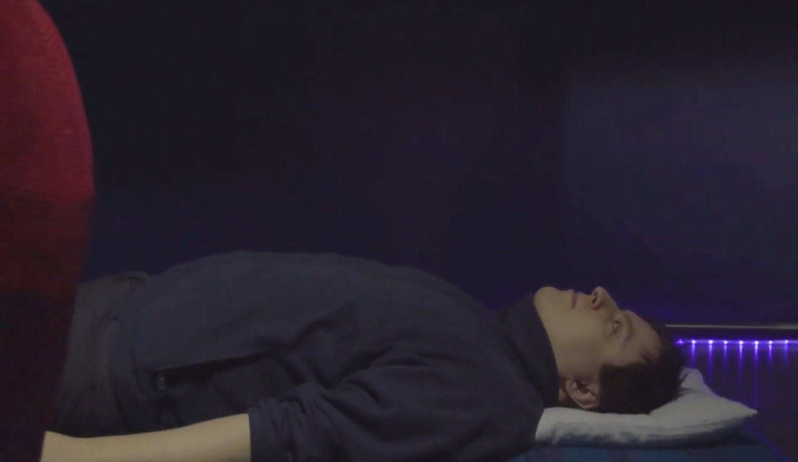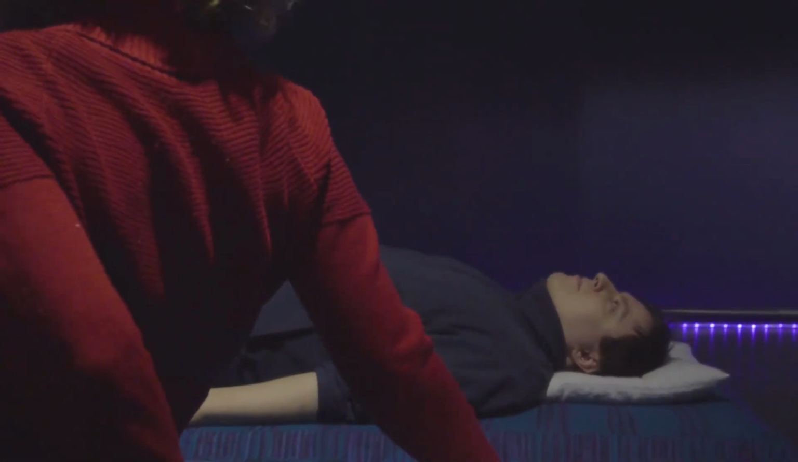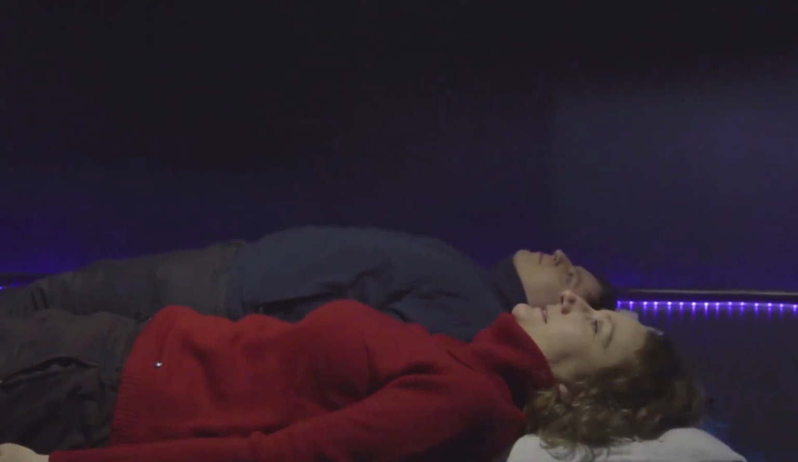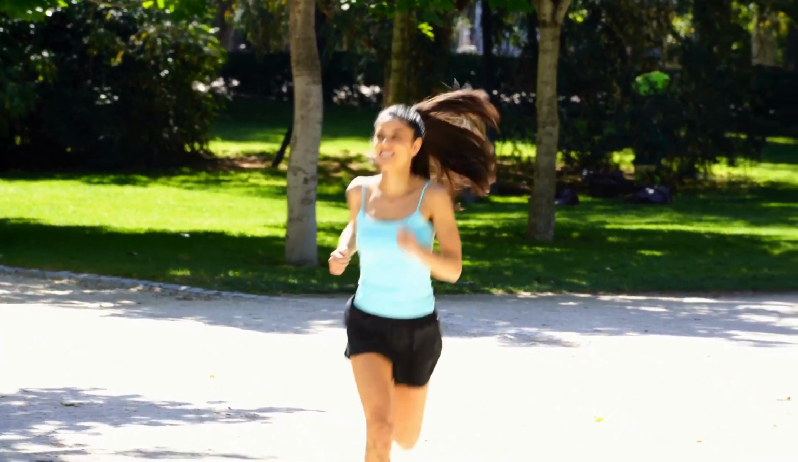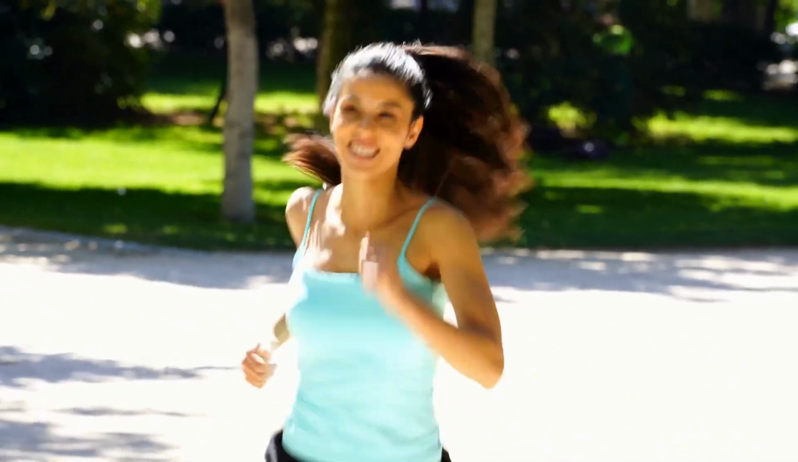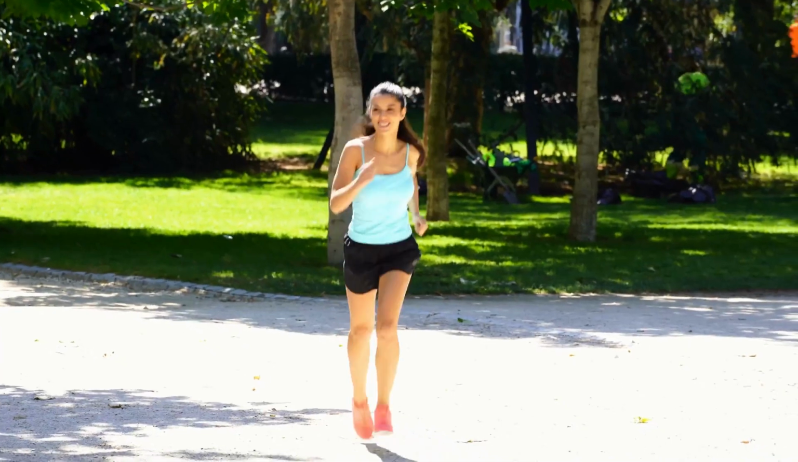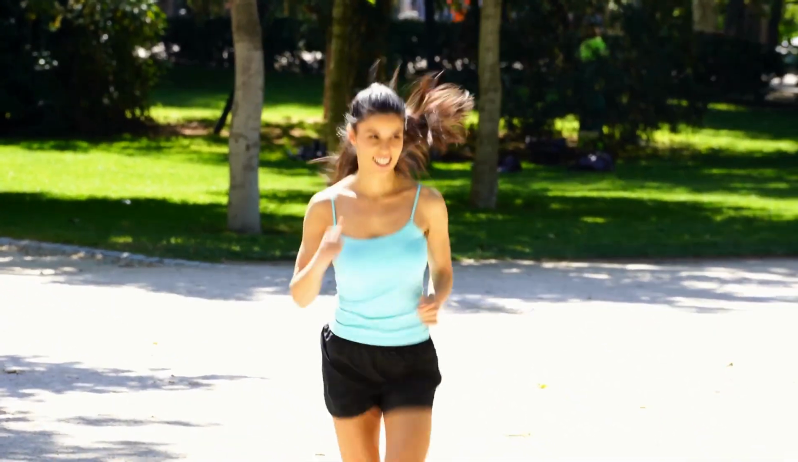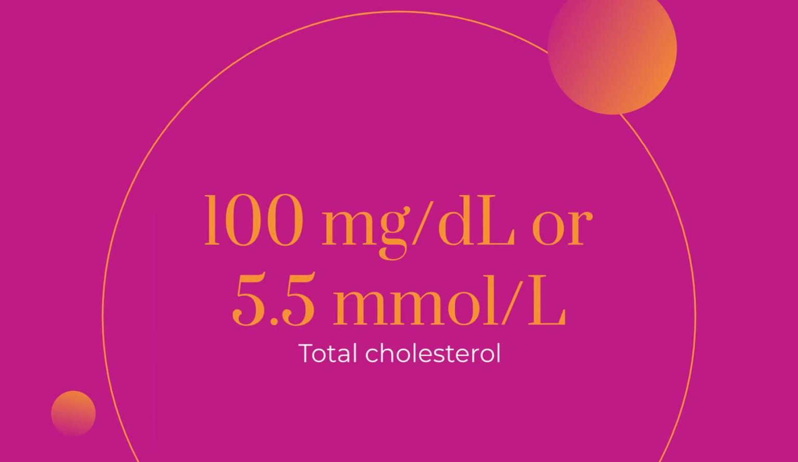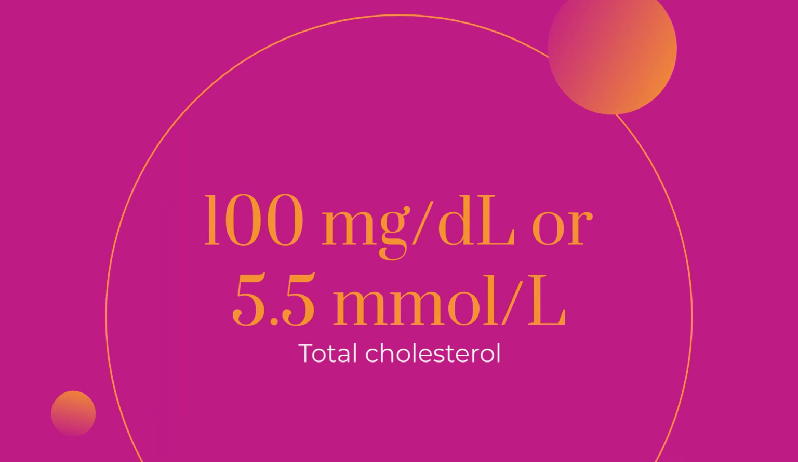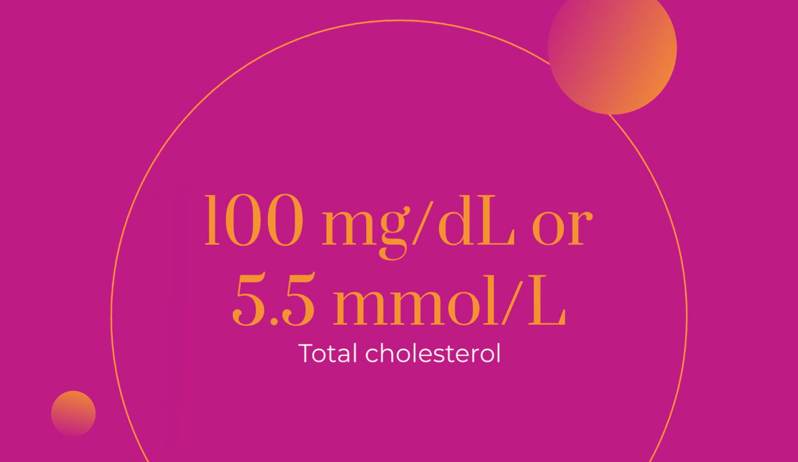Understanding the importance of monitoring key health indices. Discussing the critical values of low-density lipoprotein, LDL, cholesterol and high-density lipoprotein, HDL, cholesterol is justified by their impact on the condition of the arteries. The accumulation of plaques, resulting from the imbalance of these indicators, can lead to the development of cardiovascular diseases, including heart attack and stroke. Health standards set the maximum value of total cholesterol at less than 100 mg per deciliter or 5.5 millimoles per liter.